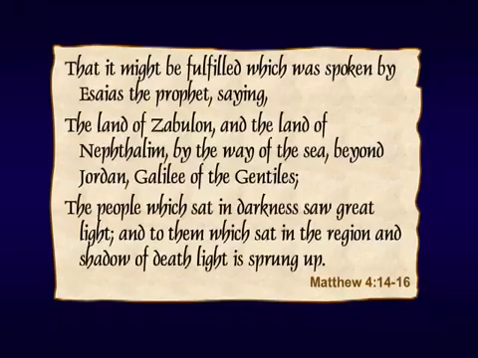When the northern kingdom falls to the Assyrians, we're talking about the geography. All 12 tribes were involved in both the north and south kingdoms. The people that wanted to idol worship went north. The people that wanted to be faithful to the temple went south. There aren't any 10 lost tribes. You're confusing geography with genealogy. Anyway, move on here. That it might be fulfilled which was spoken by Isaiah the prophet, saying, the land of Zebulun and the land of Naphtali, by the way of the sea, beyond Jordan, Galilee of the Gentiles.